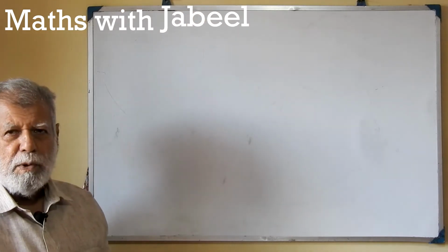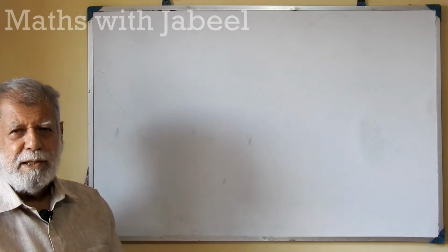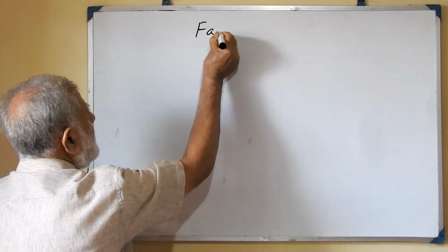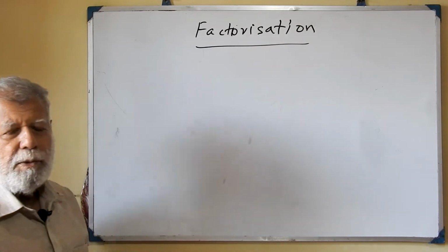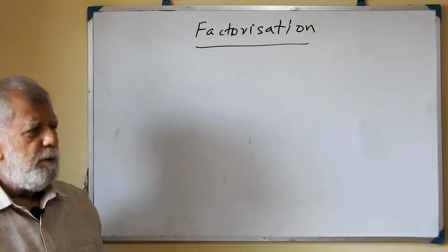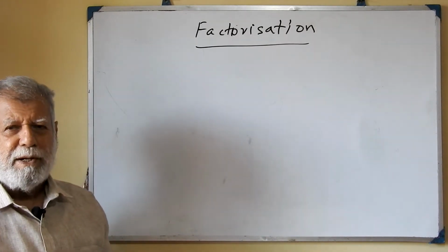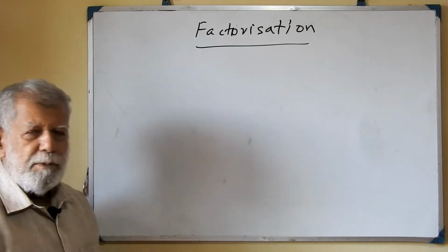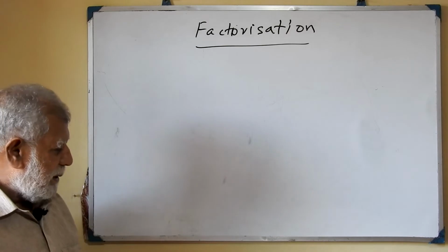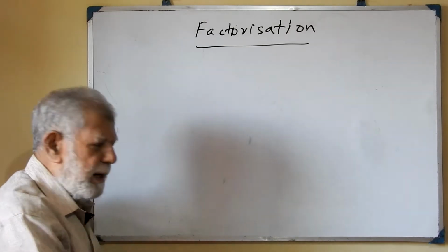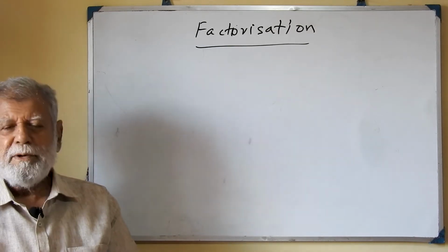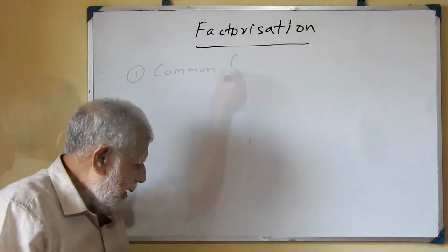Today I want to go on to a new section, factorization. Factorization is a very important section because everywhere you get an expression to factorize and then only to simplify. So we'll start from the easiest section. There are altogether 4 types of factorization. The first type is common factors.